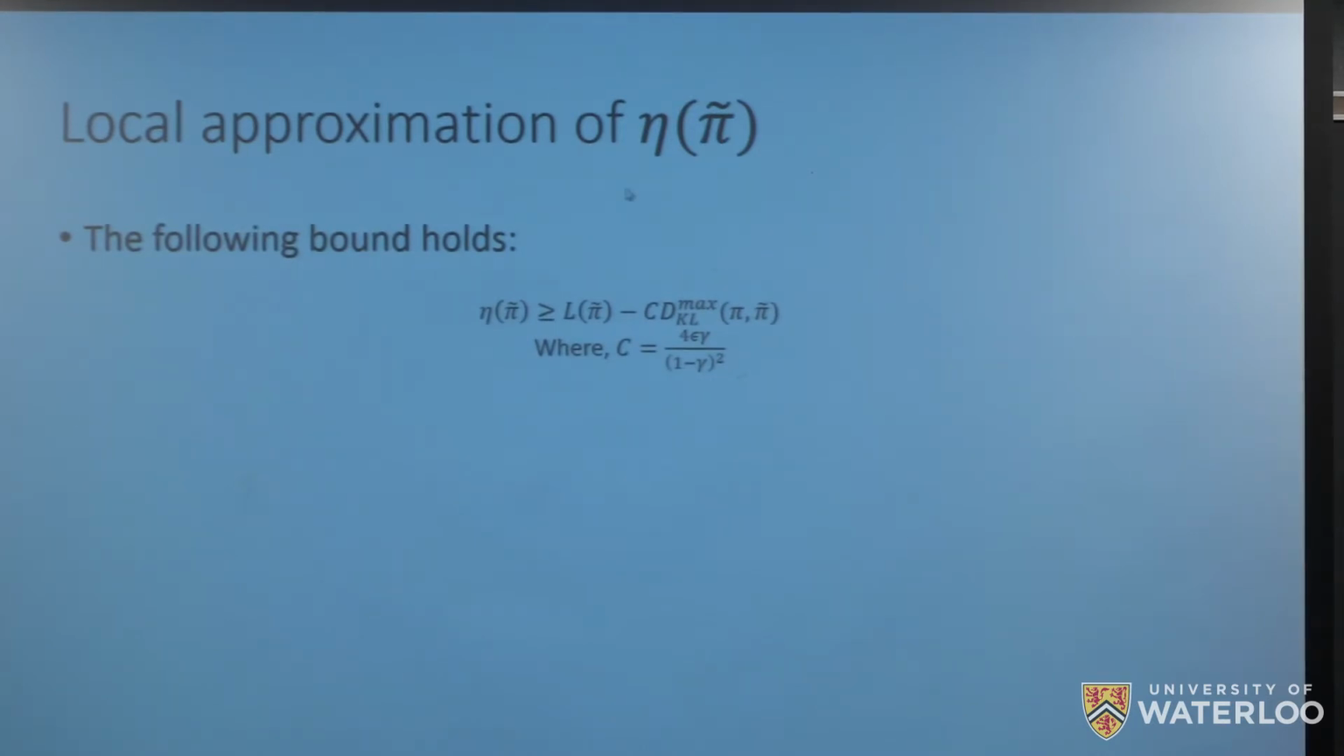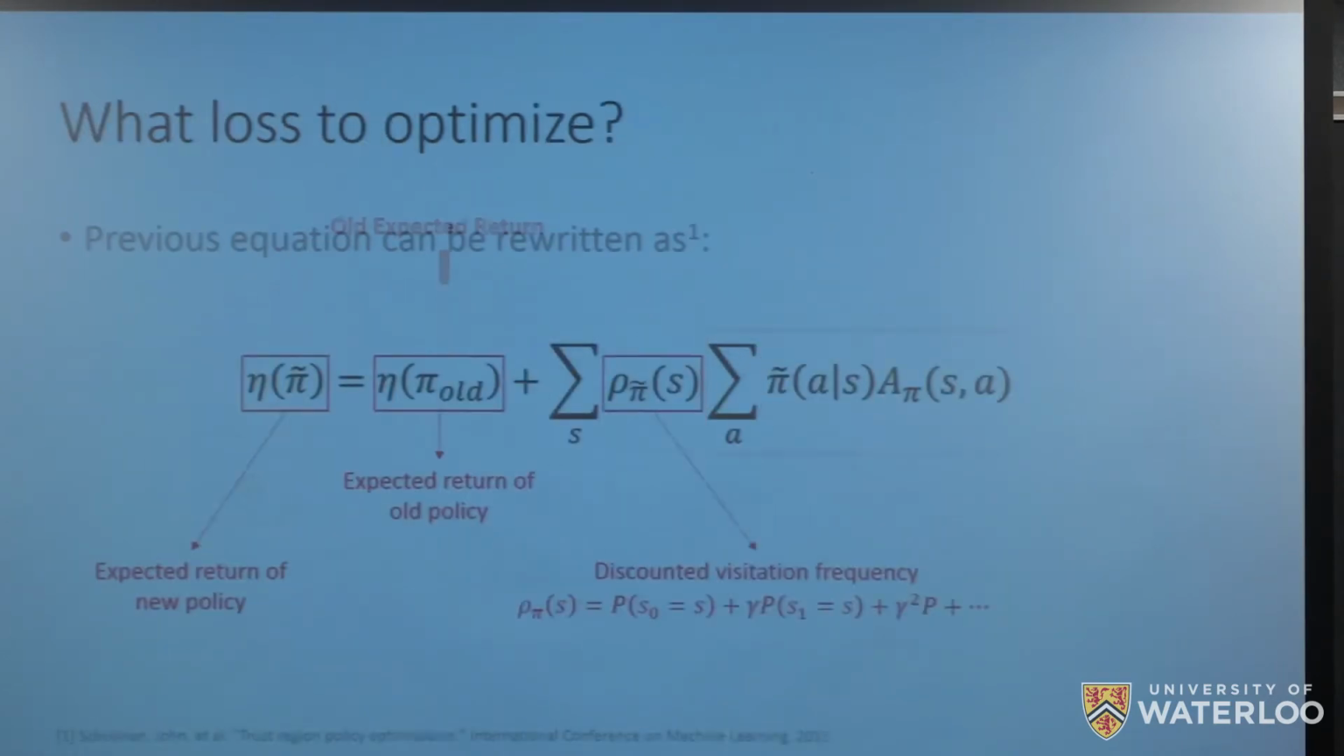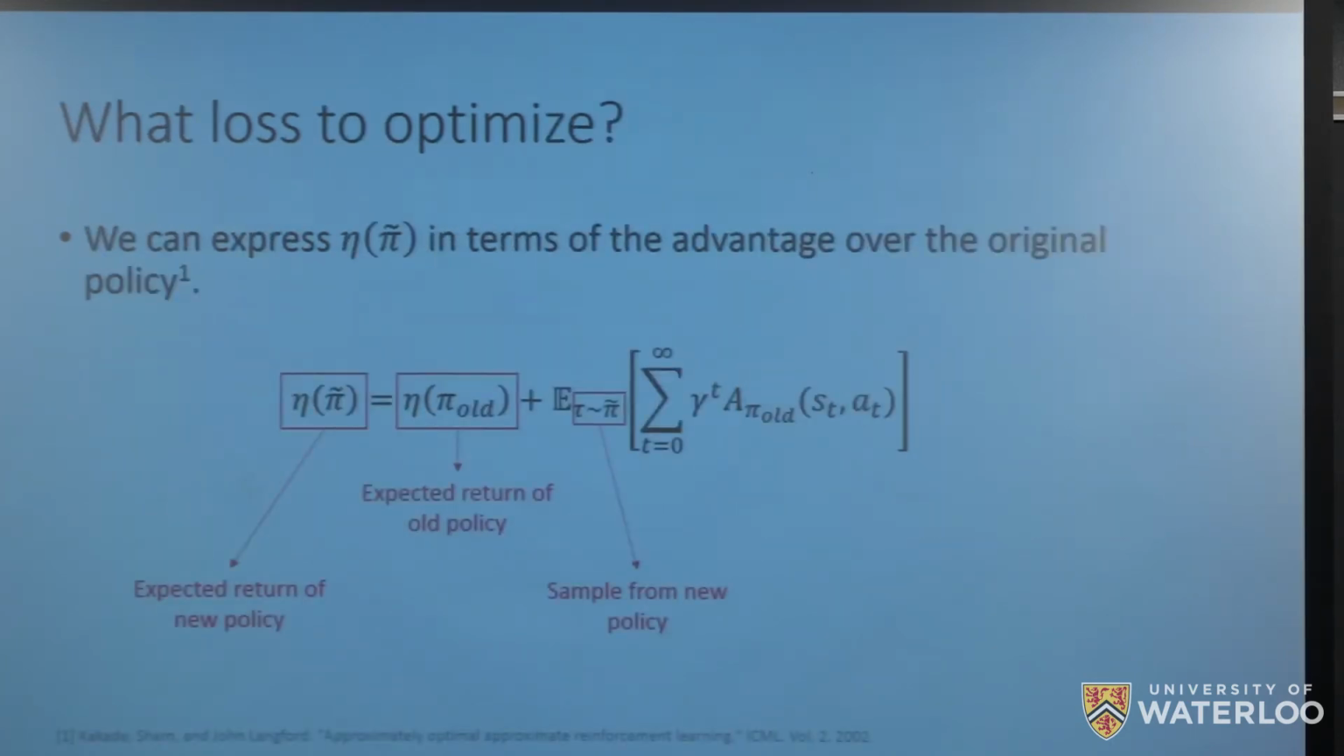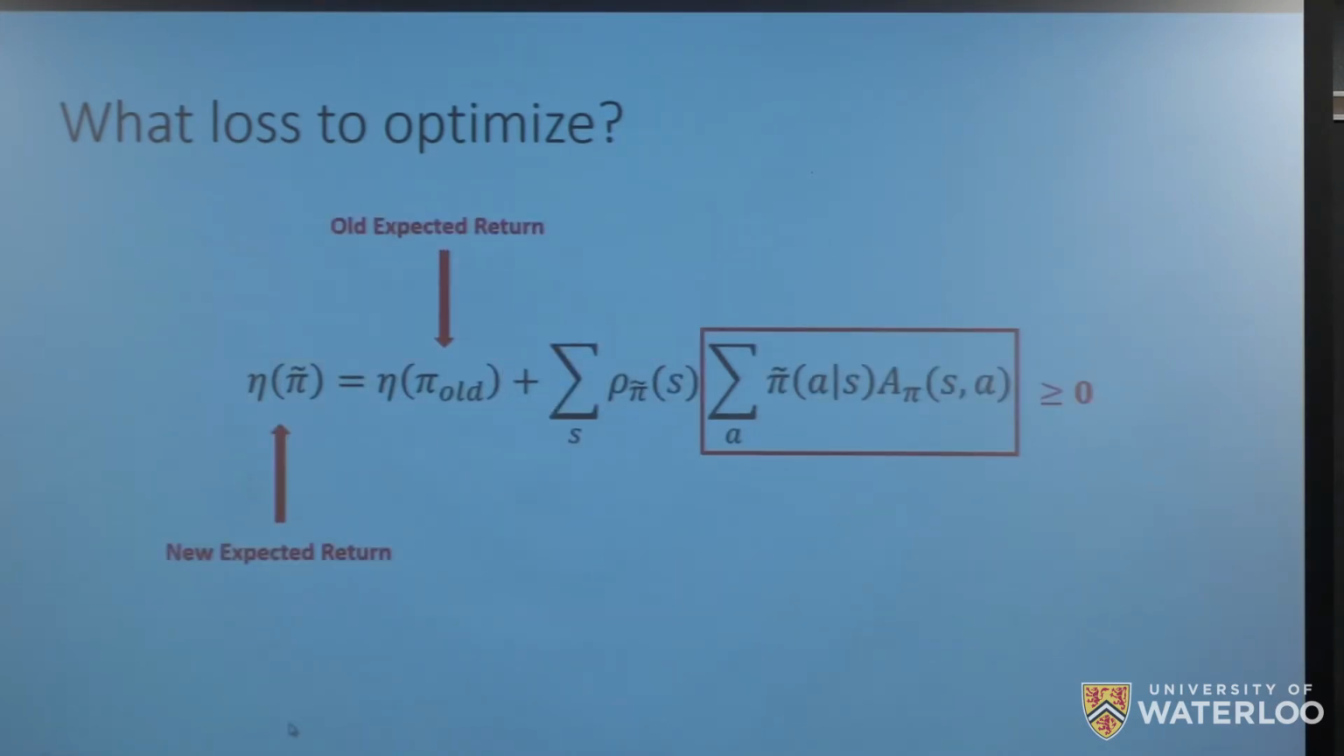So it turns out that the TRPO paper suggests that there is a direct relationship between the eta and the L. And there is a proof that was given in the 2002 paper by Kakade and Langford. This was given in the 2002 paper, so they're just extending on that paper.